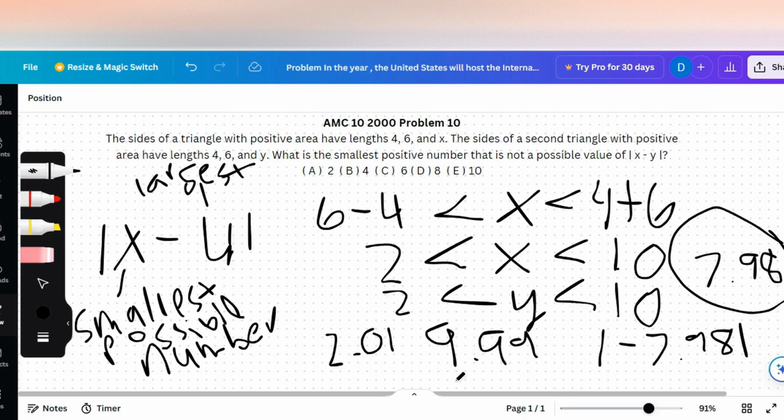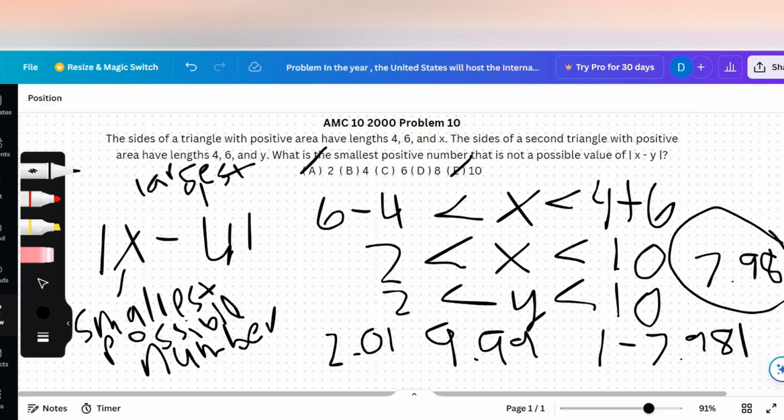We notice here that we can't get 8. 10 is crossed out, 2 is crossed out, because we can't get those two either. But we can't get 8. That's the smallest possible number. And even if we try, let's just say 2.000001 or 9.999999, we still can't get 8 because it restricts us. If you have 10 as y, which we can't do, and we have 2 as x, which we can't do either, then we can get 8. But the inequalities of the triangle restrict us.